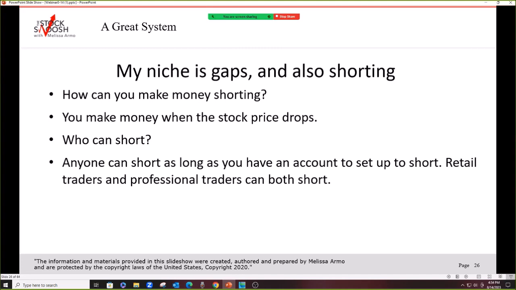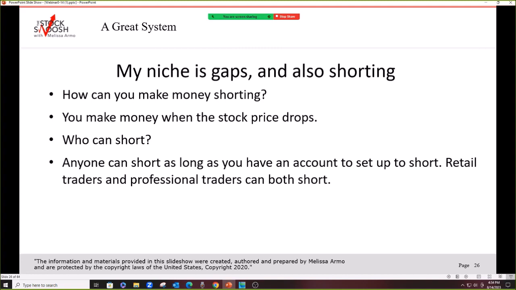You can open up a prop account at a prop trading firm where you can open it up with $2,500 or even $5,000. You will get 10-to-1 margin. You will be able to short. So that's a way to short on a margin account with less than 25,000. Those options are available to people now.